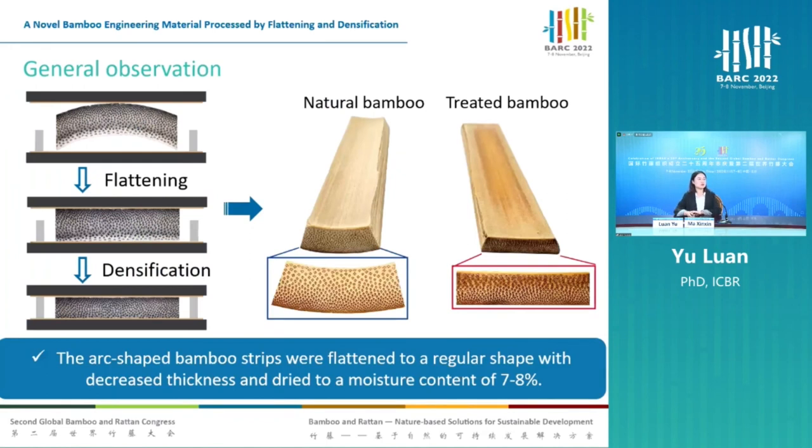During the treatment, the bamboo strips were flattened followed by densification. The arc-shaped bamboo strips will flatten to a regular shape with decreasing thickness, and the moisture content of treated bamboo was around 7% to 8%, which indicated that the treated bamboo was well dried during the treatment.